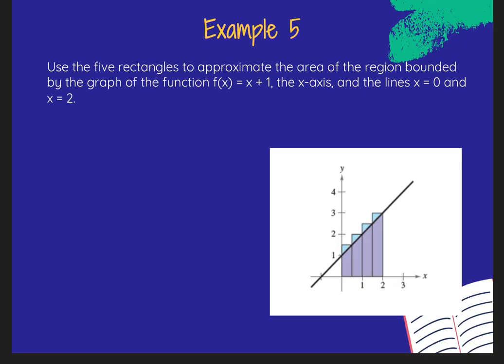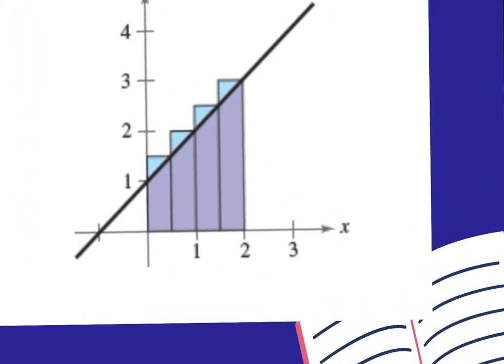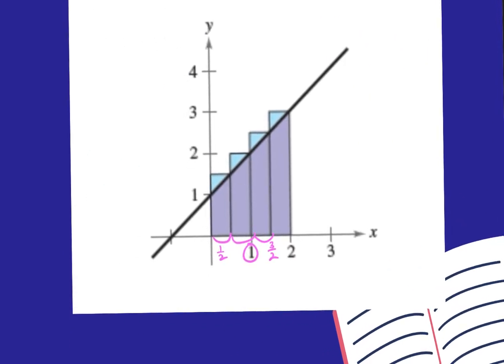All right, so we're going from 0 to 2 this time again, but how many rectangles are there? 4. So what's going to be the width of each of these? A half. So this is a half, then it would go to 1, then it would go to 3 halves, or 1.5. Obviously, you have your calculators, so your decimals might be easier here.